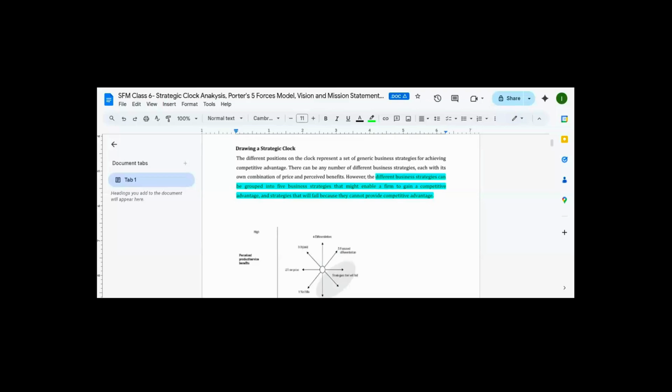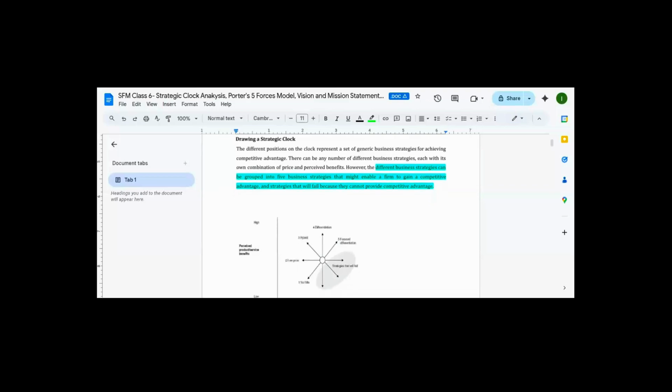So the drawing of the strategic clock analysis is what you are seeing on the screen. The examiner will not ask you to draw, but it is important that you know that you must draw in the exam once this topic is tested by the examiner.